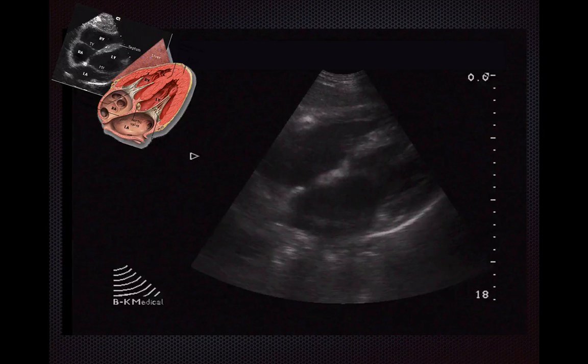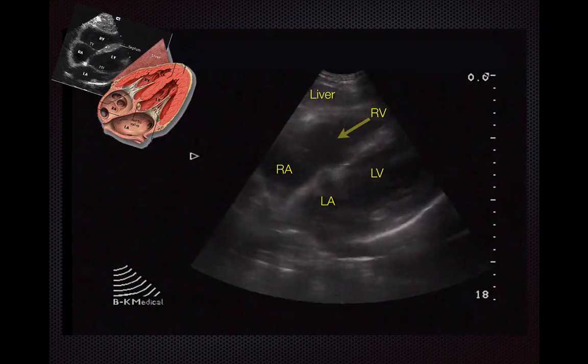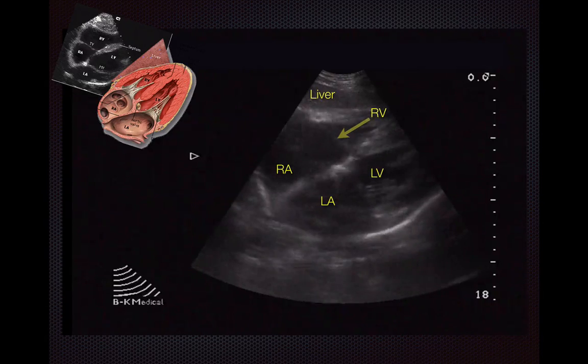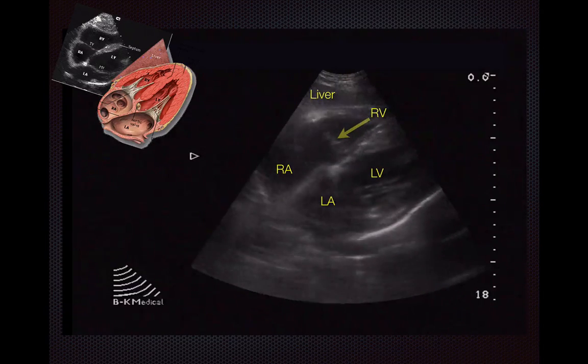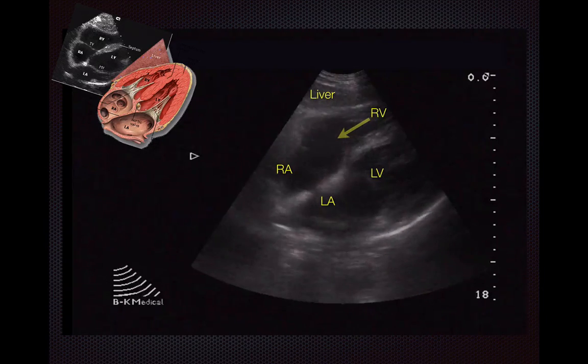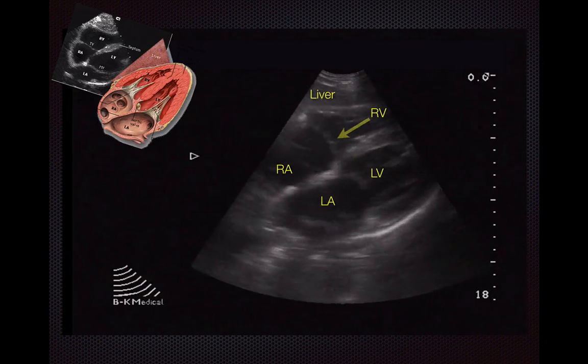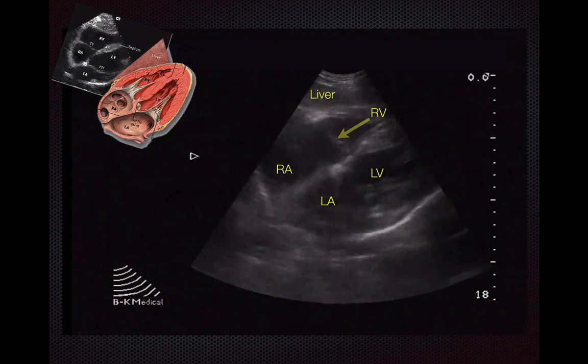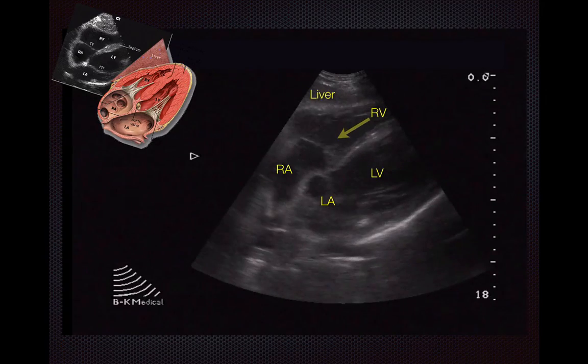Okay, so here we have a nice view, a nice subxiphoid view. The liver is closest to the top of the screen, closest to the probe. Next is the right ventricle, which kind of sits right there on the liver. And then you'll see the right atrium and left ventricles as well. And you can see the mitral and tricuspid valves moving as the heart beats.